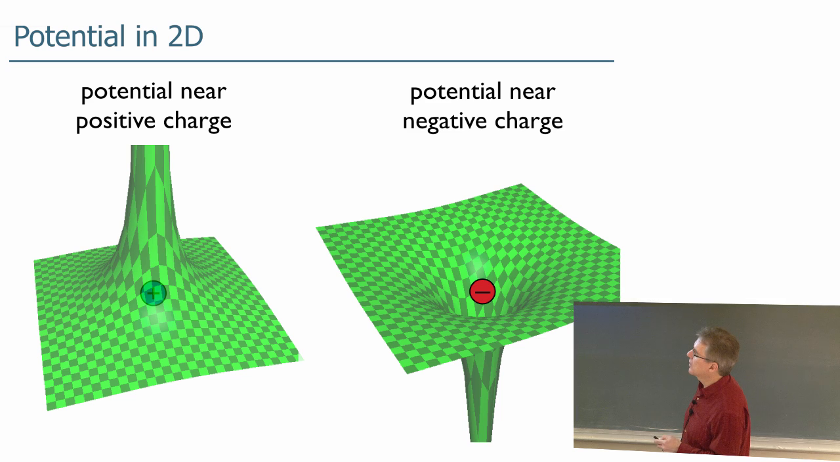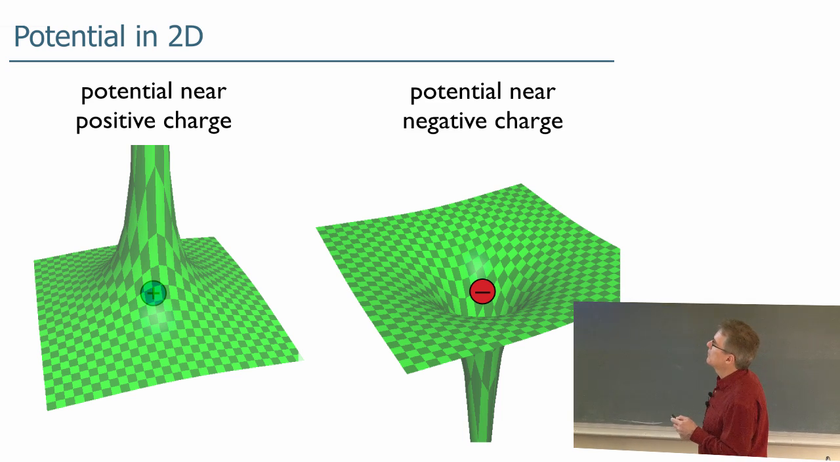Here we have a positive charge, and the height of this sheet represents the voltage at any point. As you get closer and closer to the charge, the closer you get, the bigger it gets. It actually is going to infinity. And likewise, if you have a negative charge, a positive charge would be attracted to it and would tend to roll toward the negative charge. That's depicted by the fact that this surface is going down to negative infinity here. Away from the charge, the potential is nearly 0. That's what this represents.